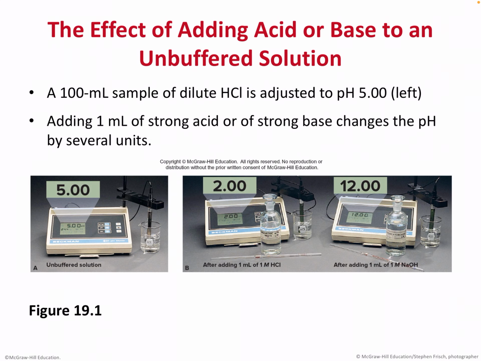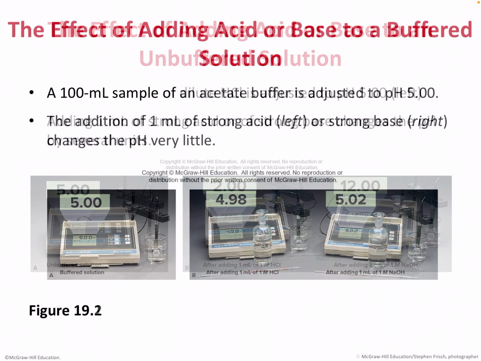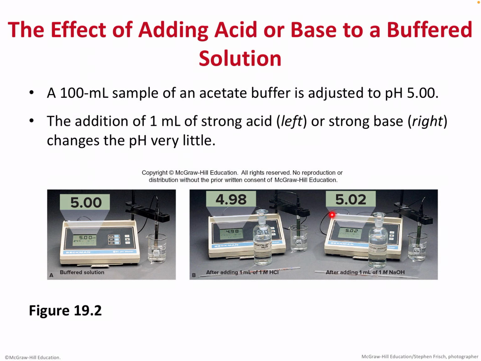So here we are adding the same amount of strong acid or strong base. 5 goes to 2, 5 goes to 12. 3 pH unit change, 7 pH unit change. Here only 0.02 because this is a buffer. Okay, that is the magic of the buffer.